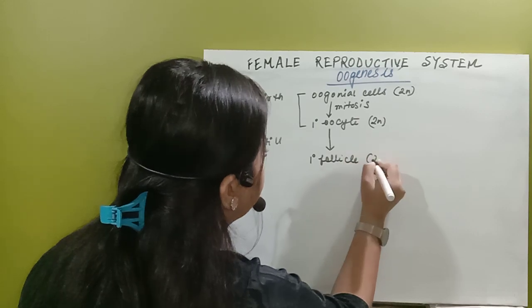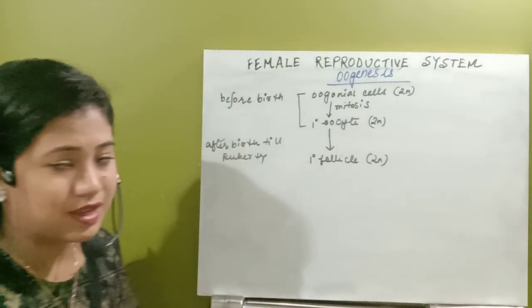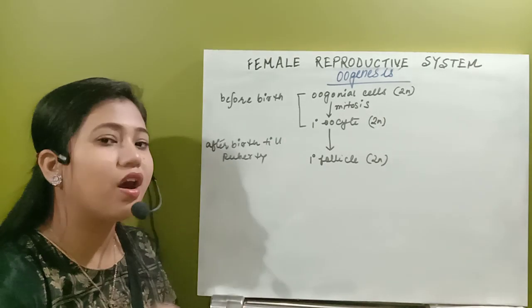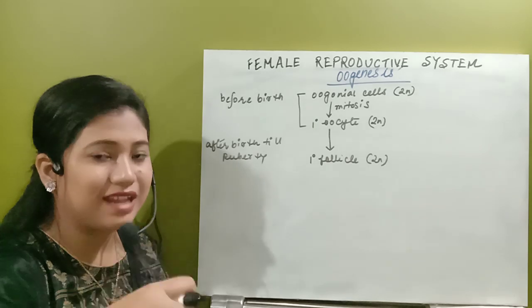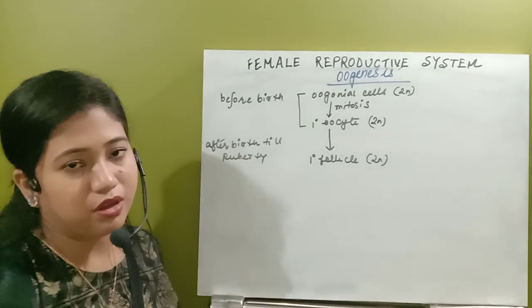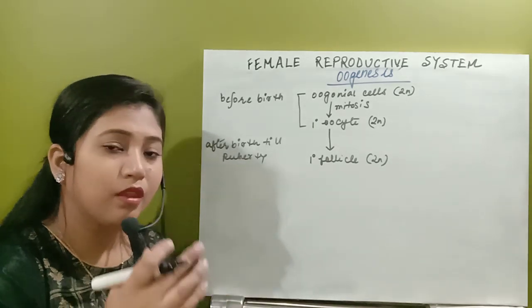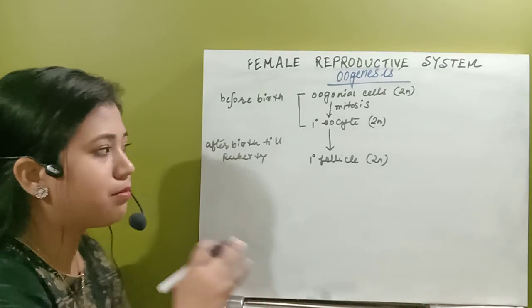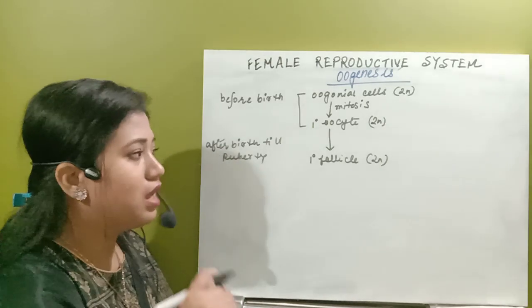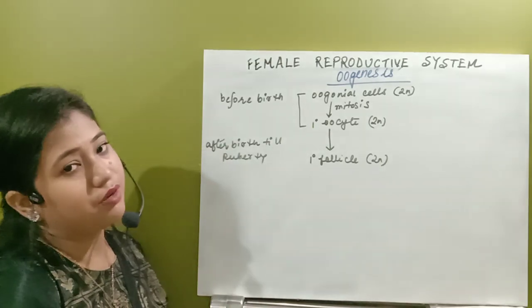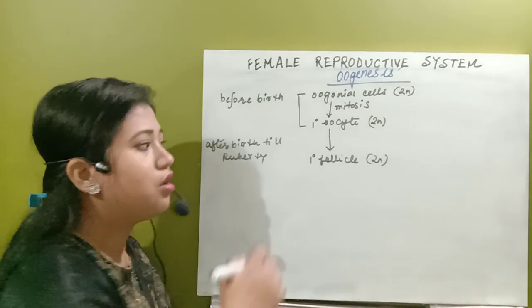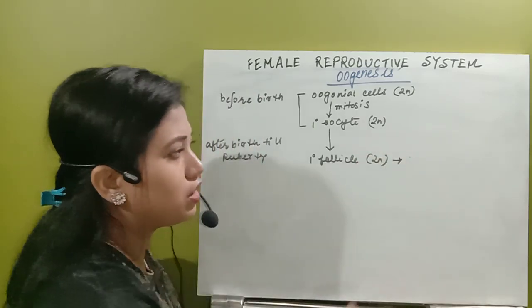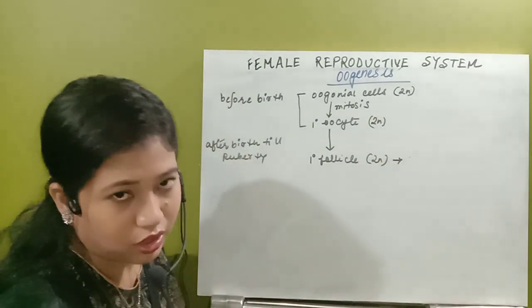In this primary follicle also we have the 2n number of chromosomes, where around the primary oocyte we have a number of cells that surround the primary follicle, known as the granulosa cells. Those granulosa cells will make a membrane around the primary oocyte, that is known as the primary follicle, and that primary follicle will start to mature to the secondary follicle, and later the tertiary follicle.